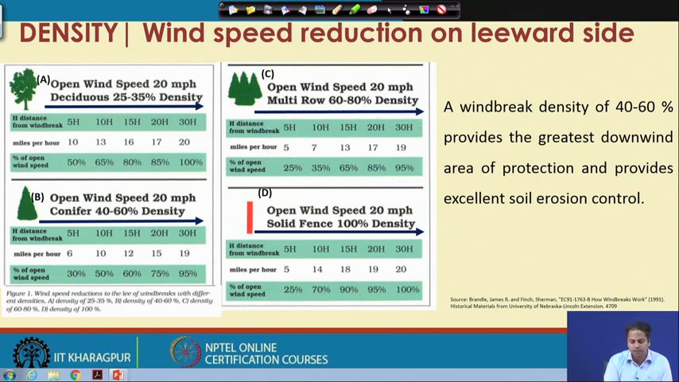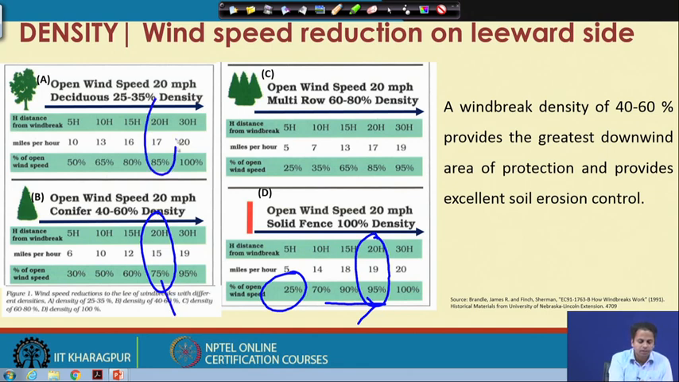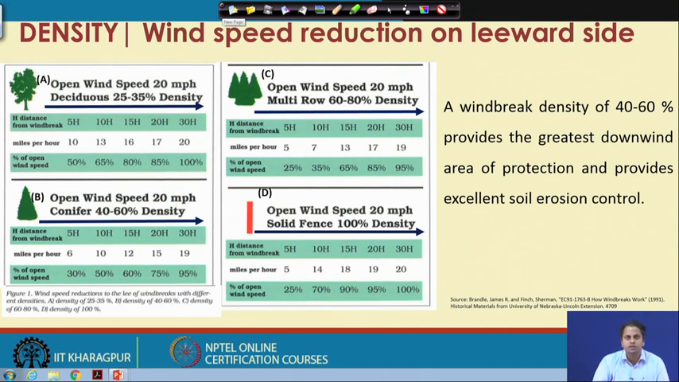Whereas, in case of solid fence, that is 100% density, the maximum density we can achieve, we see 25% reduction near the windbreak, whereas when we move away from this windbreak, at the distance of 20 H we can only get 5% reduction, whereas in case of conifer tree it was 25%, and in case of deciduous tree it was around 15%. So, in case of solid fence we can only get 5% reduction. So, the windbreak density of 40 to 60% provides a greater downwind area of protection and provides an excellent soil erosion control measure.